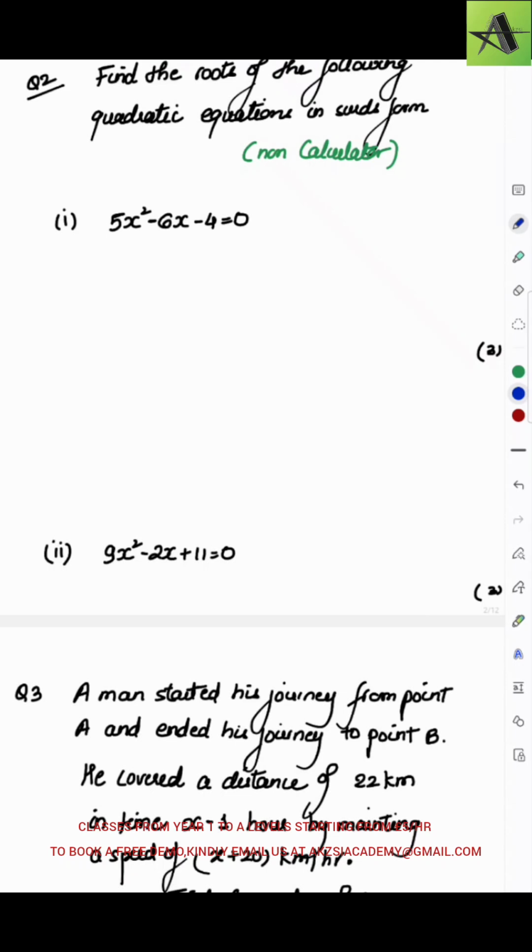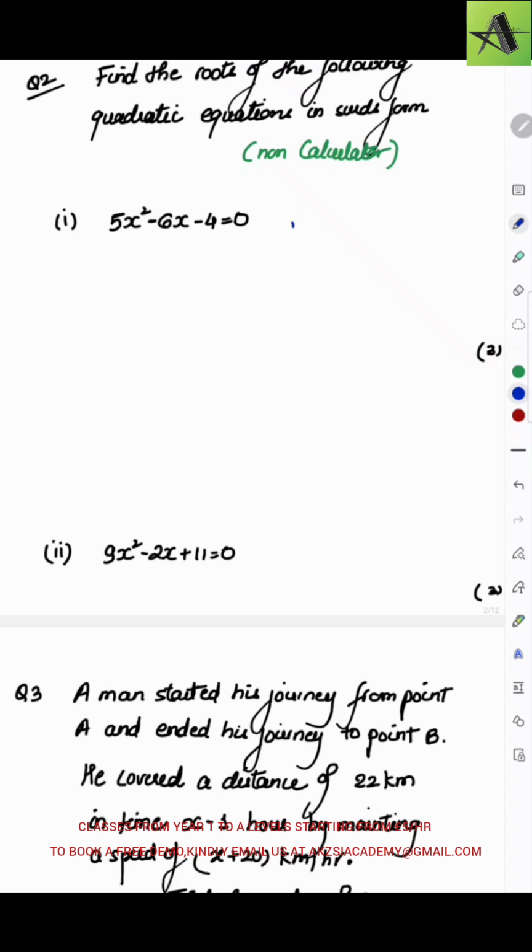Now it says find the roots of the following quadratic equations in surd form. This quadratic equation, obviously it says surd form, that means it clearly indicates to you that factorization is not going to work. So either you can go for the completing the square method, or you can go for the quadratic formula. Here we are covering the quadratic formula method. So if you are not aware of it, this is the best way, understand it.